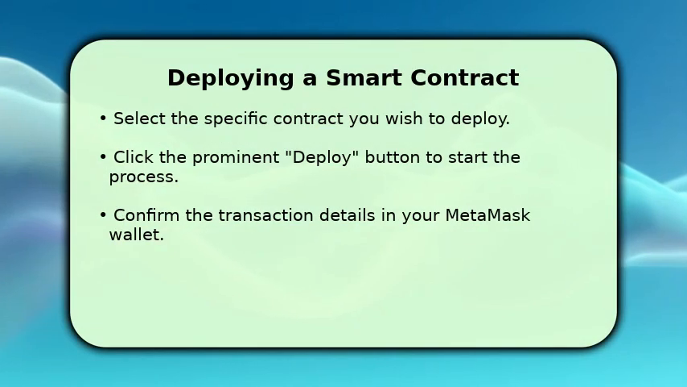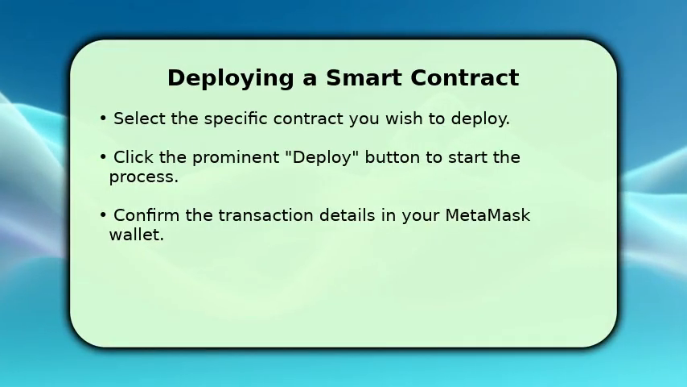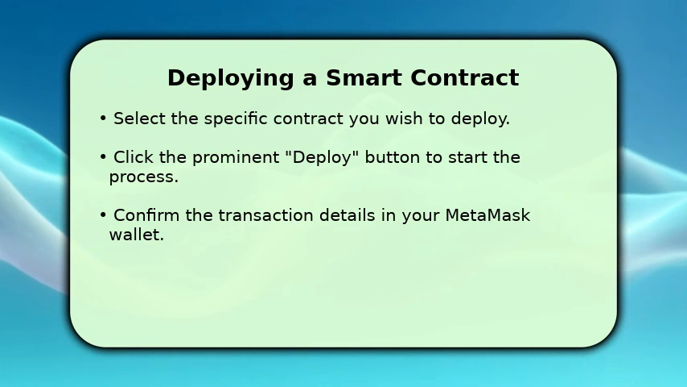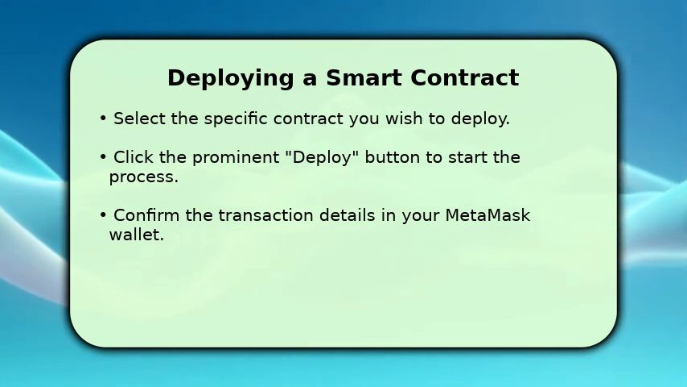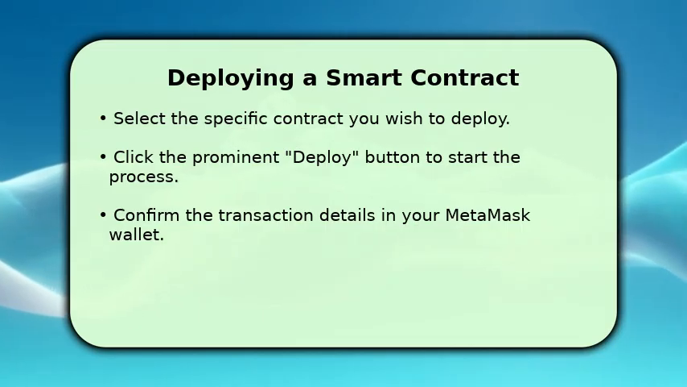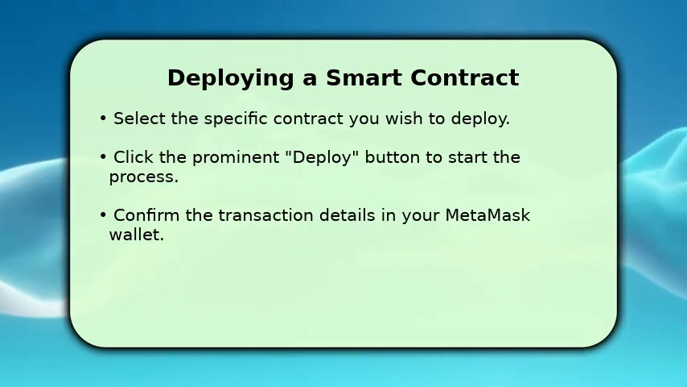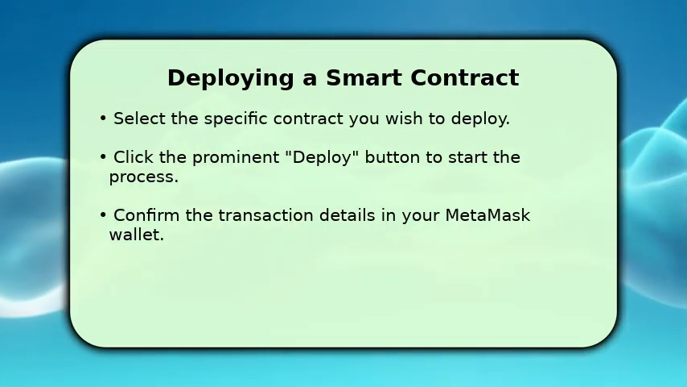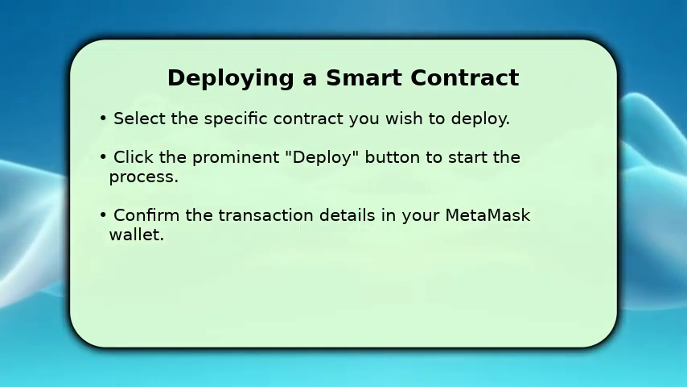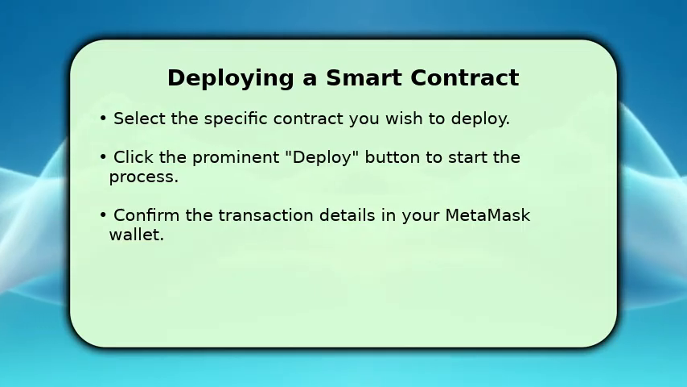With MetaMask connected, you are ready to deploy a smart contract. In the Deploy and Run Transactions plugin under the Contract dropdown, select the specific contract you want to deploy. After selecting, click the Deploy button. Your MetaMask wallet will again prompt you to confirm the transaction, showing the gas fees. Review these details carefully and then confirm the transaction to send your contract to the blockchain.